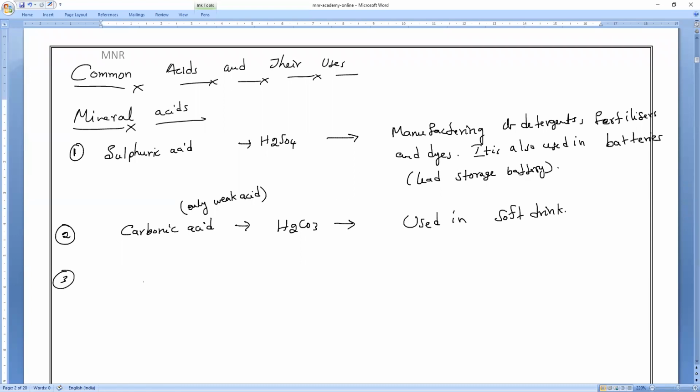So next, the third acid. What is that acid? Hydrochloric acid.